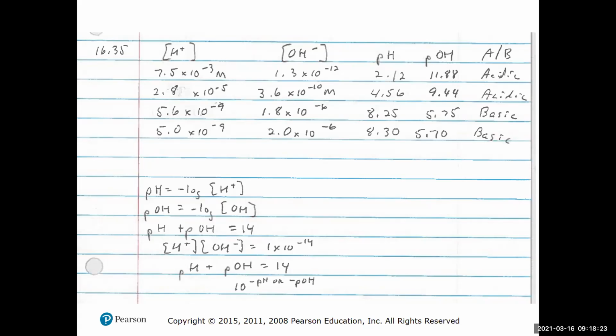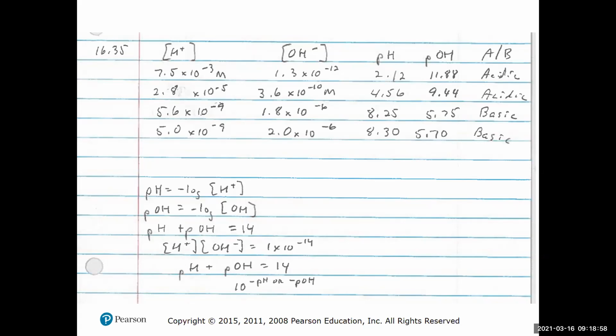Okay, so in 1635, you're given this table. Hydrogen ion concentration, hydroxide ion concentration, pH, pOH, and then asking you if it's acidic or basic. I'm not going to go through working out the math. You guys can do that on your own when you're working on the homework. But I do want to talk about just kind of the thought process behind filling in something like this.